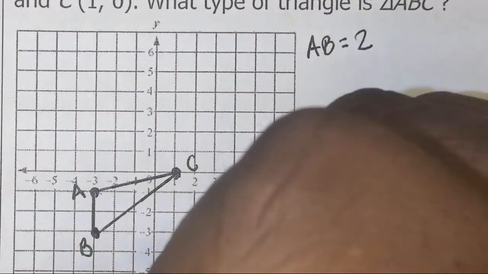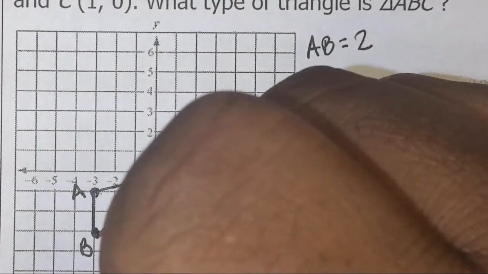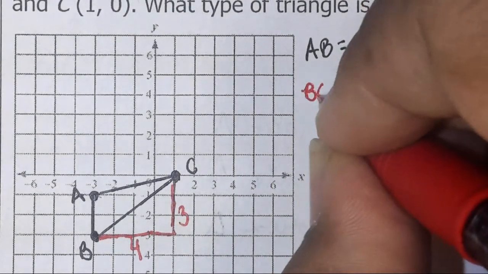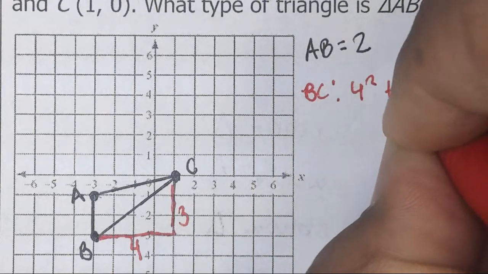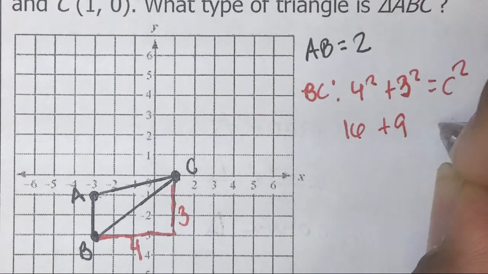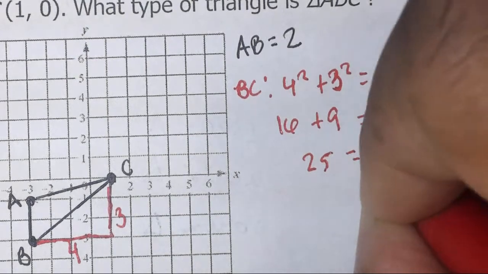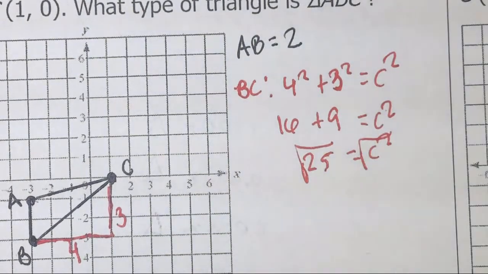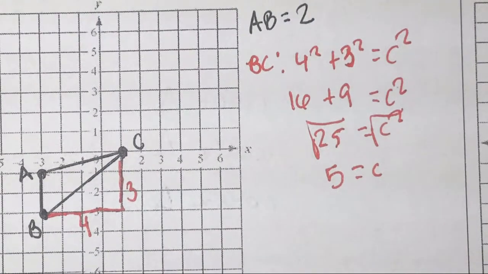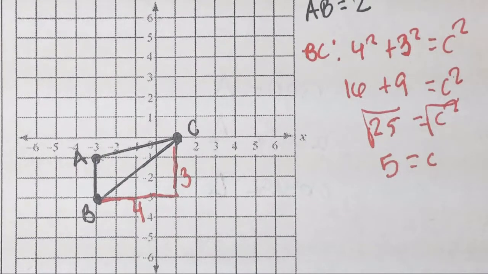After that, BC, need to get that side. So I want to do Pythagorean on that. That's 4 and 3. So BC, 4 squared plus 3 squared equals C squared. 16, 9, C squared. 25, square root, 5. So the length of BC is 5. So AB is 2, BC is 5. Need to find AC real quick.